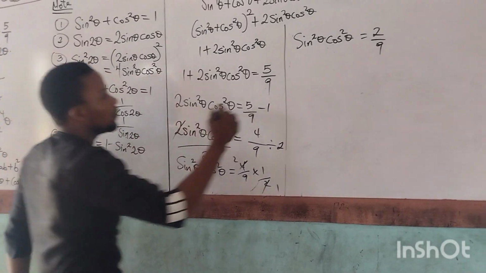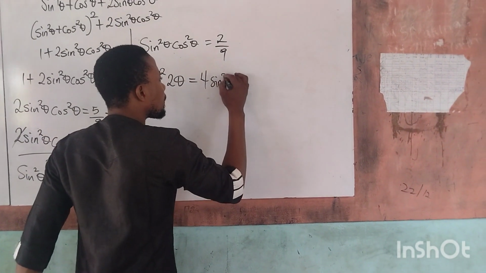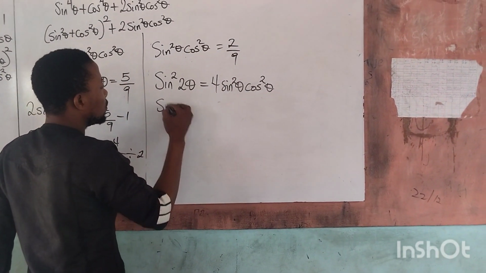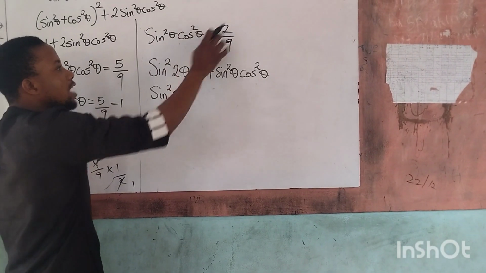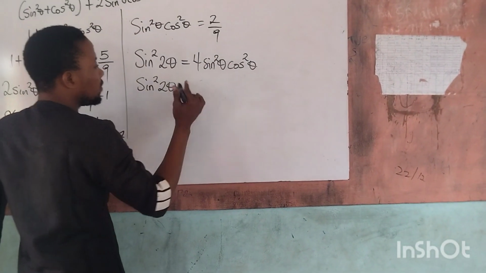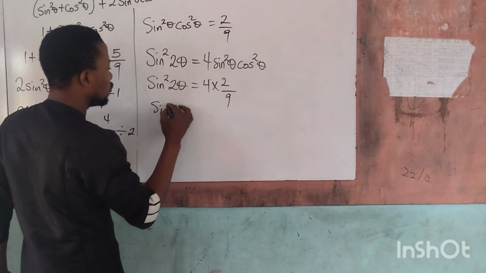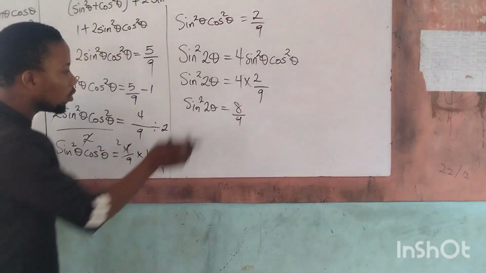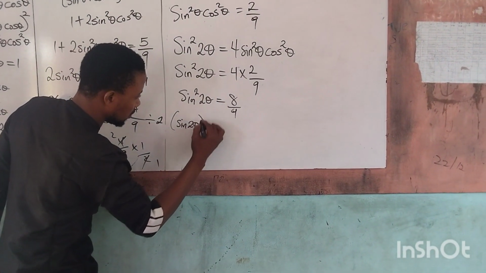So this place, sine square 2 theta, is equal to 4 sine square theta cos square theta. And that will give you what? You know that sine square theta cos square theta is equal to 2 over 9. So we put this to represent this, which is 4 times 2 over 9. And that is sine square 2 theta equal to 8 over 9. Now recall this place is actually the same thing like this.